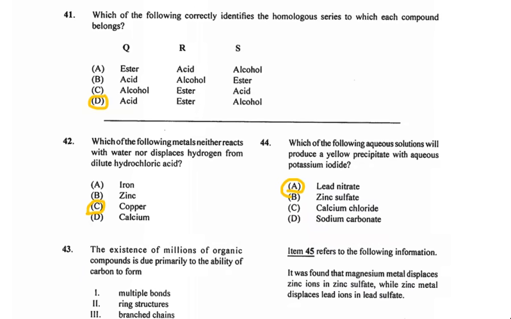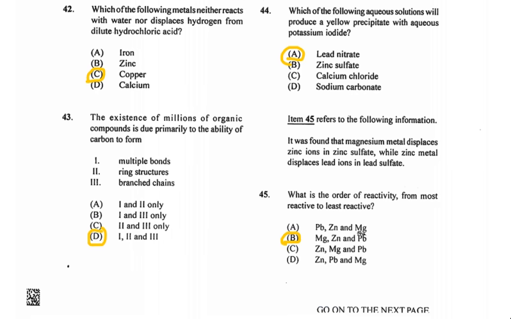All right. Number 42, which of the following metals neither reacts with water nor displaces hydrogen from dilute hydrochloric acid? And this one is copper. Number 43, it says the existence of millions of organic compounds is due primarily to the ability of carbon to form, and it forms multiple bonds, ring structures, and branching. So this one is all of them.